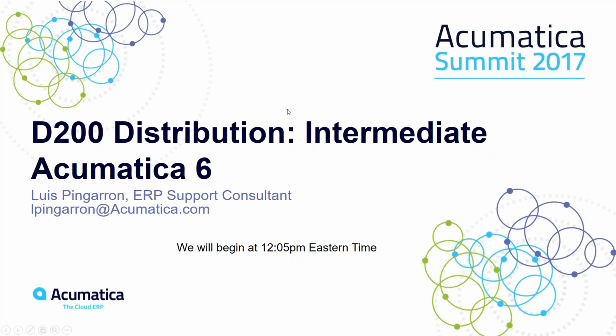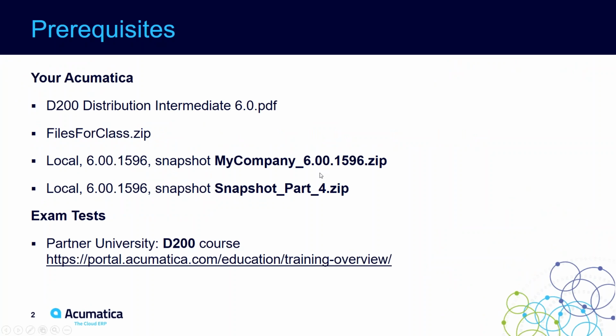We are going to work today with a snapshot that was provided on the prerequisites of the training. We need to have the D200 distribution guide ready. We need to have all the files that were provided also. And there is another part that requires a snapshot that we will be working late this week. So in order to go on with the training, please have everything ready so you can keep up with the steps and with the lesson that we'll be working with.